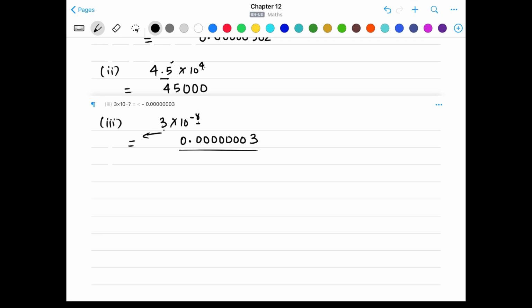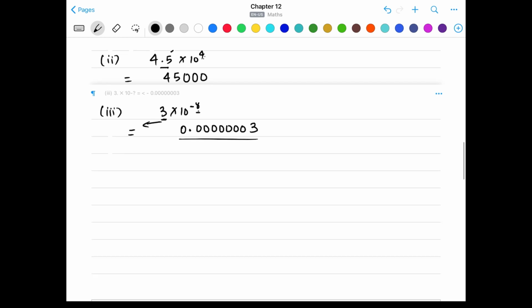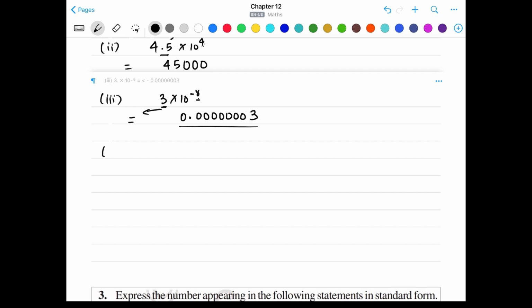Why have I added 7 zeros here? Because total minus power here is 8. Out of those 8, we already have one digit here, 3. That means we need 7 more digits. So we're going to write 7 zeros here.